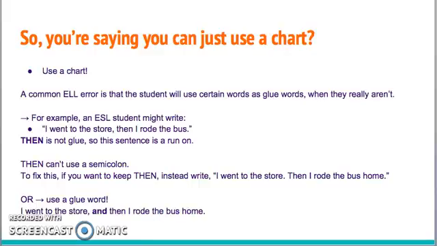For example, an ESL student might write, "I went to the store, then I rode the bus." But "then" is not a glue word, so this sentence is actually a run-on. "Then" also can't use a semicolon. So to fix this sentence, if you want to keep "then," instead write, "I went to the store." Period. "Then I rode the bus home." Or use a glue word: "I went to the store, and then I rode the bus home." By using "and," you've kept the glue and added "then" for the meaning.